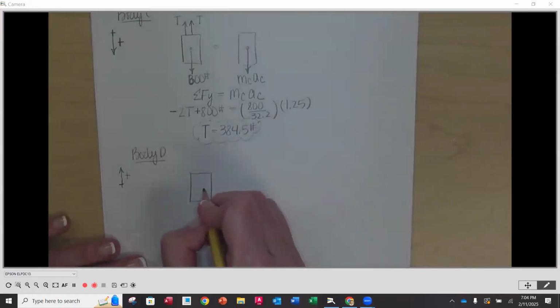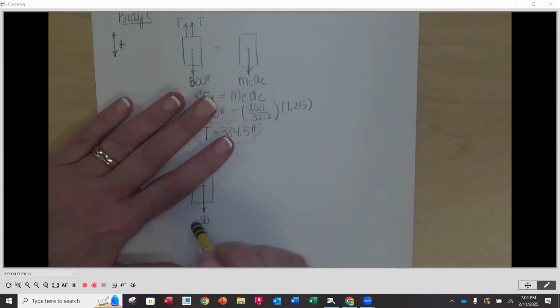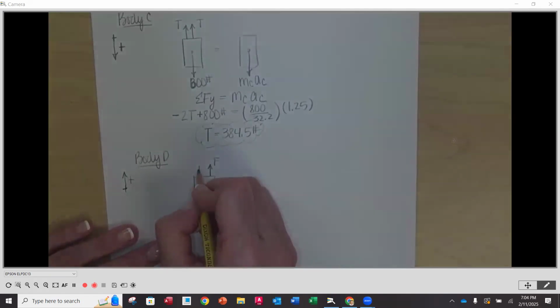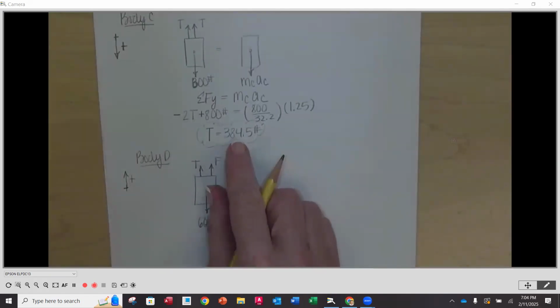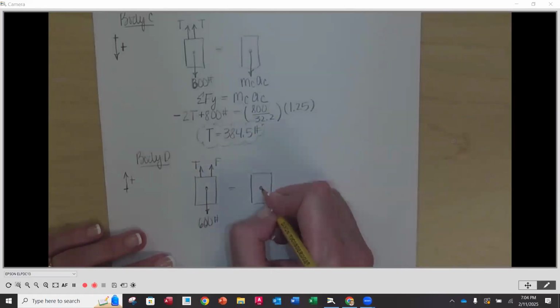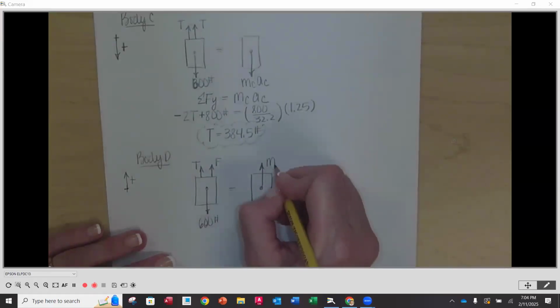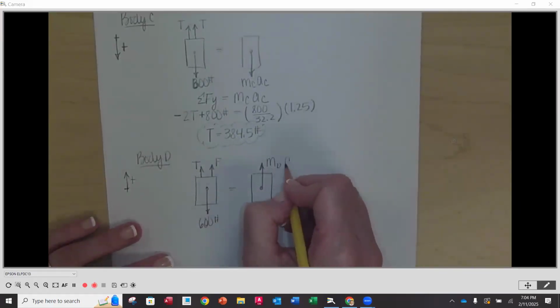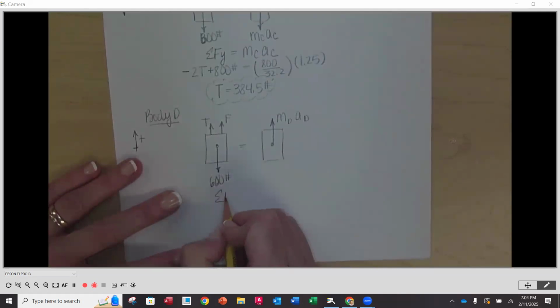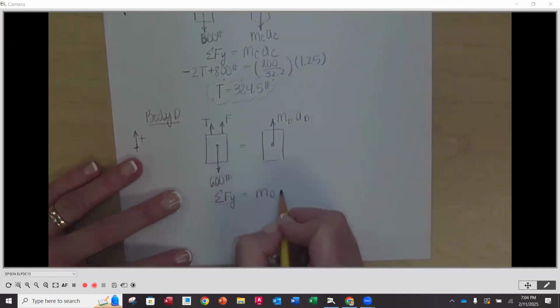So this is going to be D. 600 is D. 600 pounds. And then we have force F and we have force T, which we know to be 384.5 this time. Going to be equal to, now this one is going up, so it's going to be mass D times acceleration D. And that was the acceleration we were given at the start of the problem. So doing our sum of our forces in the Y equals MDAD.